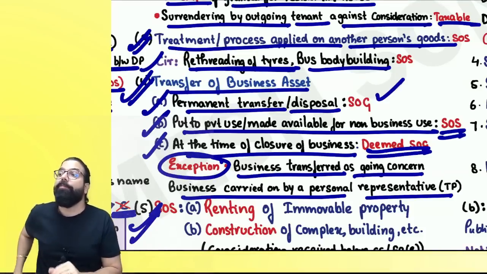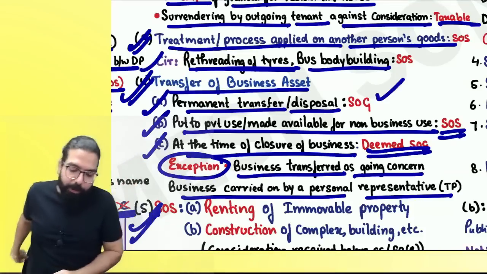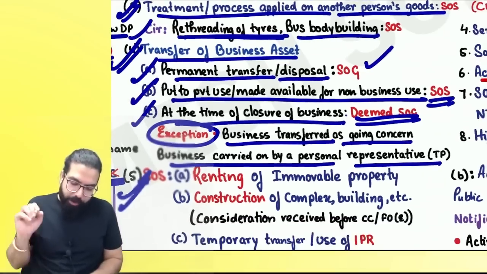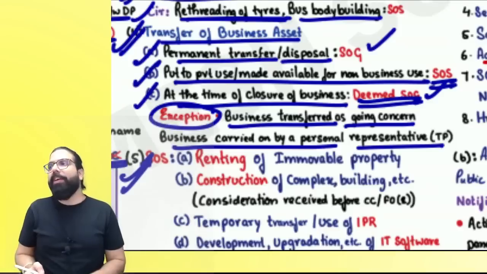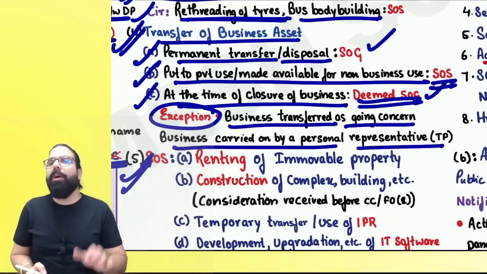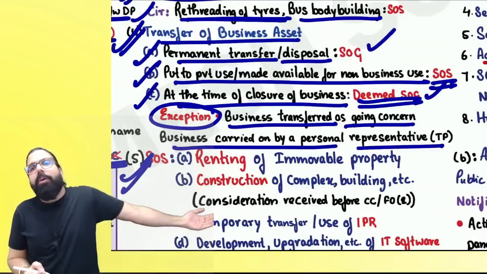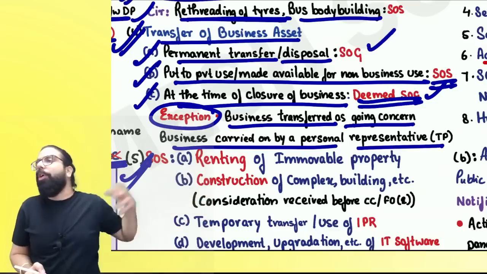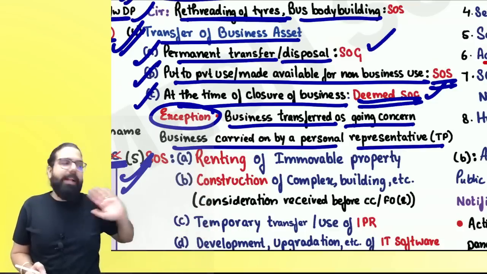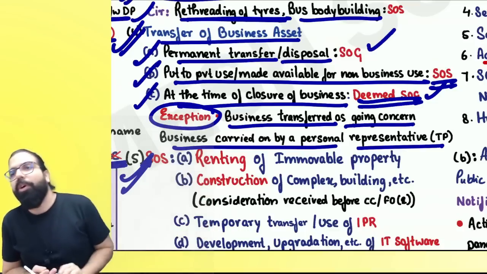Transfer on closure, everyone. If it's a transfer on closure, it's always a supply of goods. But there are two exceptions to transfer on closure. What are they, everyone? If you are transferring as a going concern, or you are transferring it to a representative, then in that scenario, the transfer between both of you will have no GST.